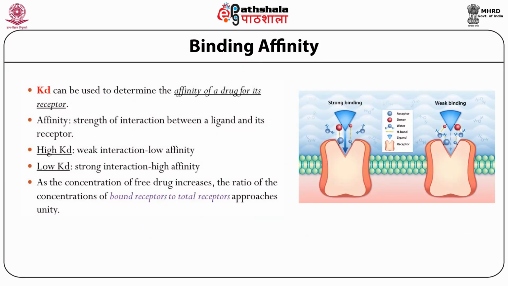Here we talk about how to understand the binding affinity. You can see in the figure the strong binding and weak binding. In strong binding, a large number of interactions take place, whereas in weak binding a lesser number of interactions take place, and the value of Kd can be used to determine the affinity of a drug to its receptor. Affinity is the strength of interaction between the ligand and its receptor. High Kd means weak interaction, low affinity; however, low Kd means a strong interaction, high affinity. As the concentration of free drug increases, the ratio of the concentration of bound receptor to total receptor approaches unity.